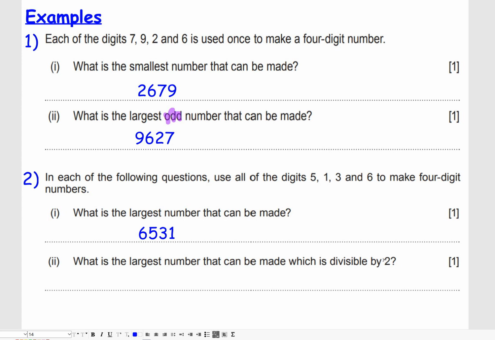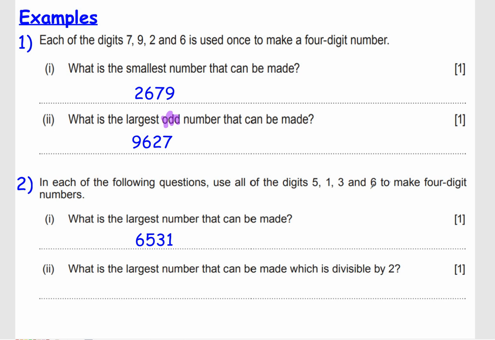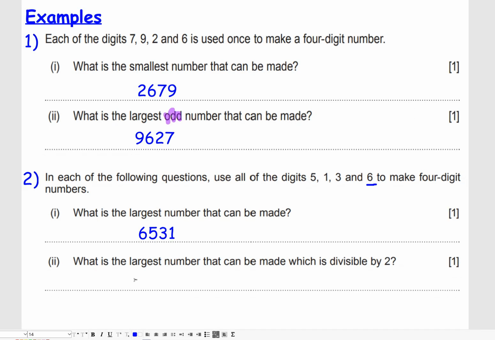And then question 2, what is the largest number that can be made which is divisible by 2? Well, divisible by 2 is another way of saying that it needs to be an even number. Therefore, we know it needs to end in 0, 2, 4, 6 or 8, where we can see the only digit that is one of them values is the 6. So therefore, we're going to have to leave that until the end this time. So it's going to be 5,316.